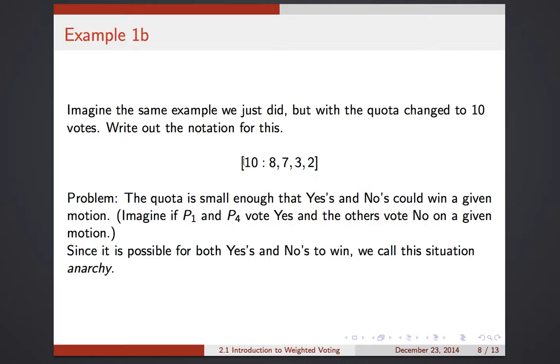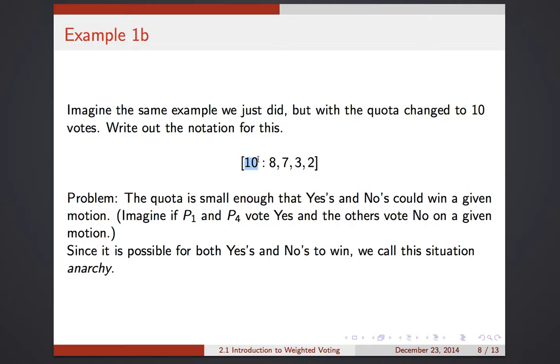Suppose now that a new motion comes to the floor, and that new motion is, should we not legalize marijuana? Should we criminalize marijuana? Well, these 8 people and these 2 people would vote against that, right? Because they like marijuana. But these 7 and these 3 people would vote for it. And if all you need is 10 votes to pass, then that motion would pass.